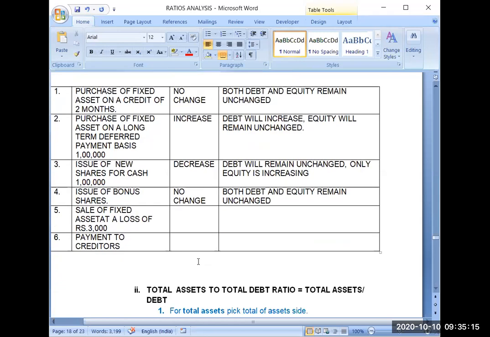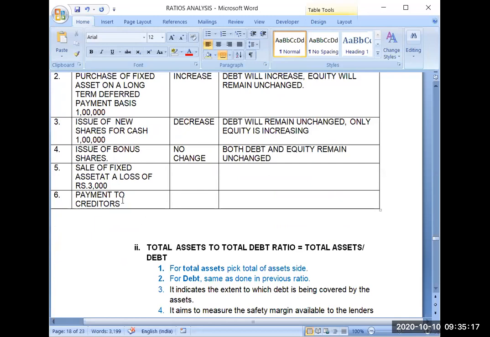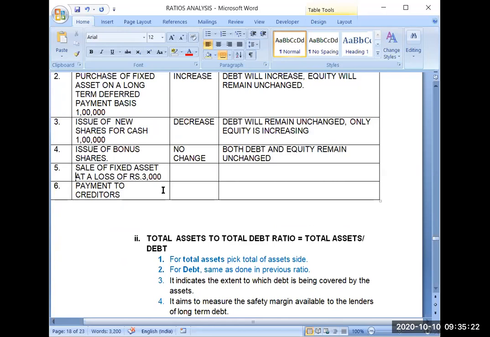Okay. Now next is sale of fixed assets at a loss of rupees 3,000. First thing, what will be the entry for this? Entry will be bank account debit to fixed asset. And because your fixed assets are reducing, this is not a component of your debt or equity. Bank account is again not a component of debt and equity.